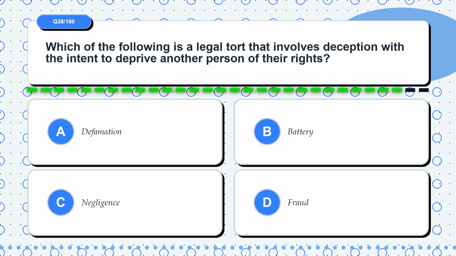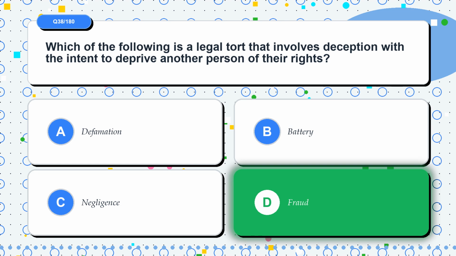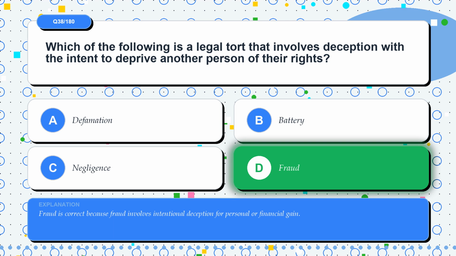Question 38. Which of the following is a legal tort that involves deception with the intent to deprive another person of their rights? Here are the options. Option A, Defamation. Option B, Battery. Option C, Negligence. Option D, Fraud. The correct answer is option D. Fraud. Fraud is correct because fraud involves intentional deception for personal or financial gain.